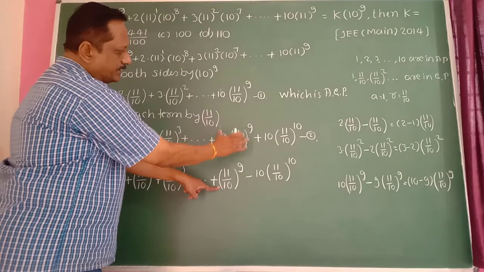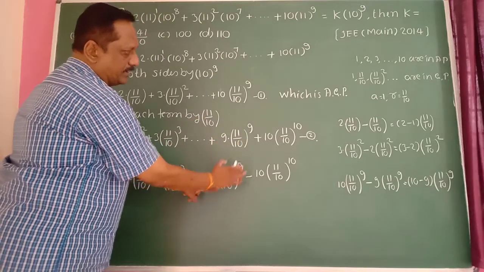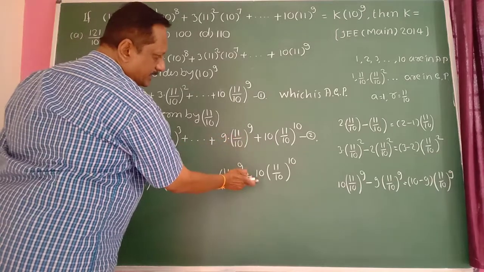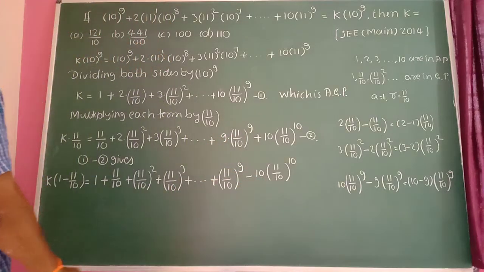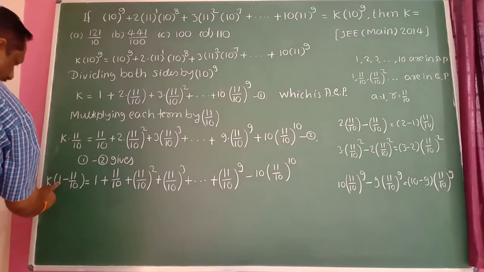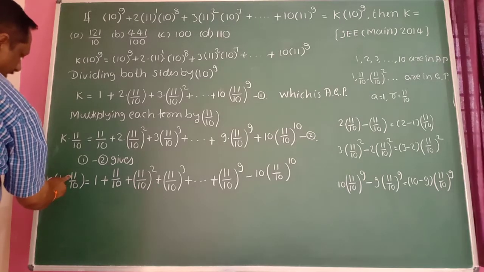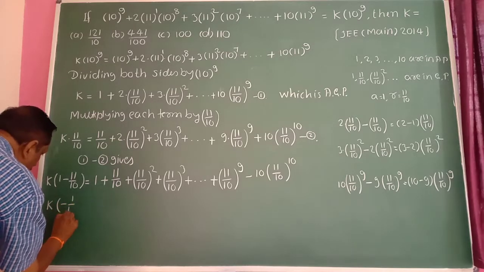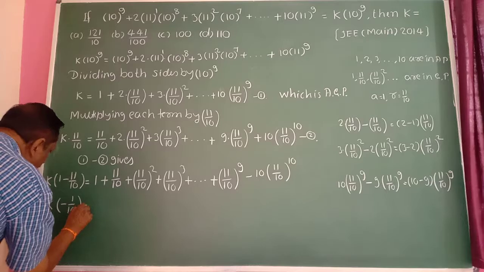So if you are subtracting these two here, we get this one. And the minus, because you are subtracting here, so this becomes minus 10 into (11 by 10) raised to 10. Okay. Then here 10 ones are 10. 10 is the LCM. 10 ones are 10, and 10 minus 11 becomes minus 1 here. So k into minus 1 divided by 10 here is equal to.